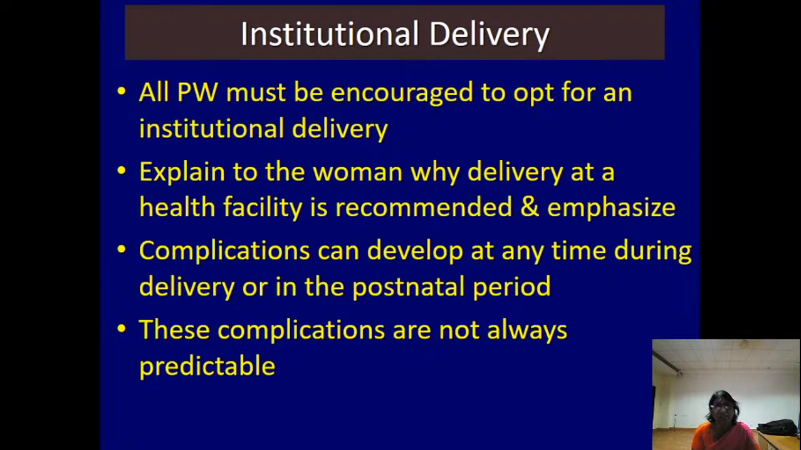Then what is an institutional delivery? Institutional delivery is a delivery which takes place at a primary health center, or above the primary health center, in the community health center, or in the district hospital, or it can also be in a teaching hospital like our MIMS hospital. MIMS hospital has an OBG department where we have a labor room, and pregnant women are encouraged to opt for an institutional delivery.